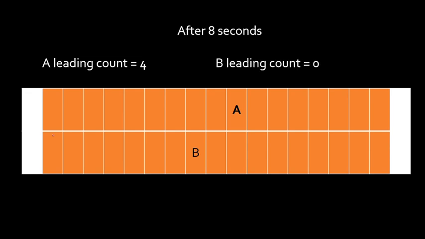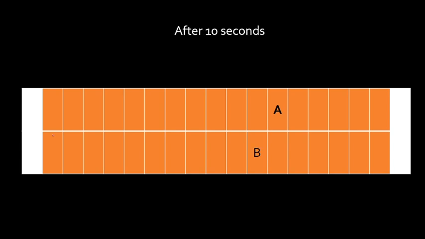Clear? Okay. So next we'll move on to 10 seconds. After 10 seconds, even now A is leading. So this is the fifth time I notice that A is leading. Clear? This is the fifth time A is leading the race and B hasn't led the race at all. So B's leading count is 0.